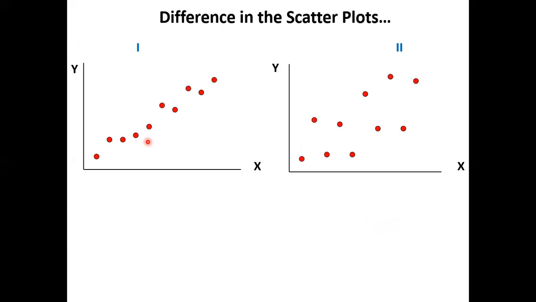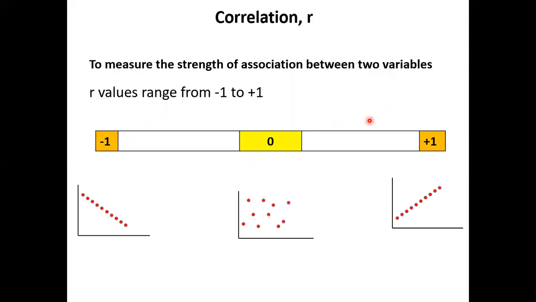So what's the difference here? In both plots, the higher the value of x, the higher the value of y. But here, these dots are very much compact, very much linear, compared to this. Same pattern, but the dots are very much away. These dots are very close. So both are positive. We may want to differentiate number one from number two. Number one may be strong, number two, not so strong. For that, we look into correlation.